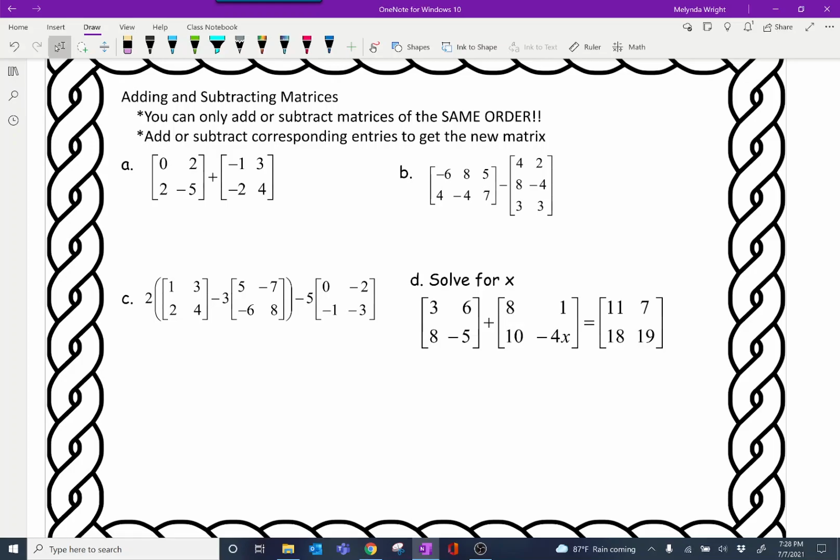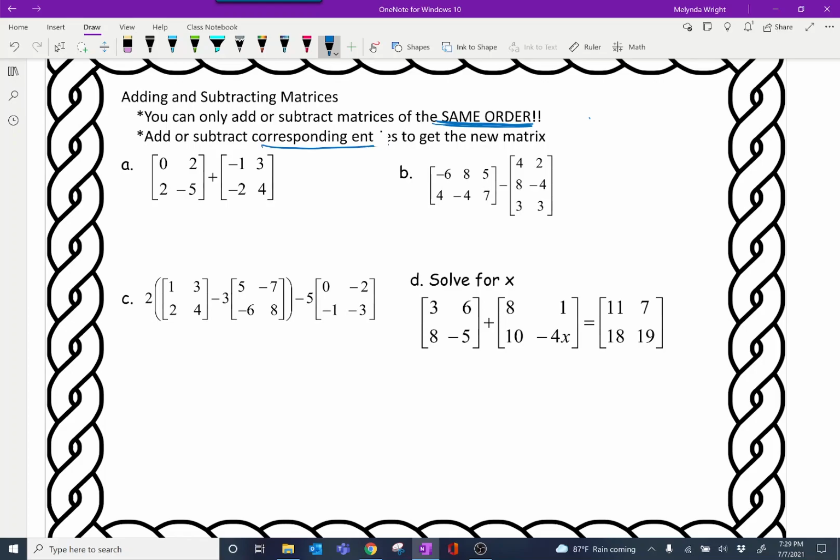Now that we know how to multiply by a scalar, we're now going to look at adding and subtracting matrices, just in general. Something we need to keep in mind is that you can only add or subtract matrices of the same order. Like a 2 by 2 can only be added to a 2 by 2, a 3 by 3 to a 3 by 3, and so on. That's all we can do. So what do we do? Well, to add or subtract the matrices, we add and subtract the corresponding entries.